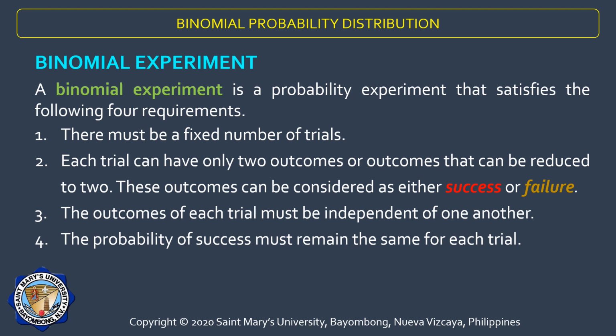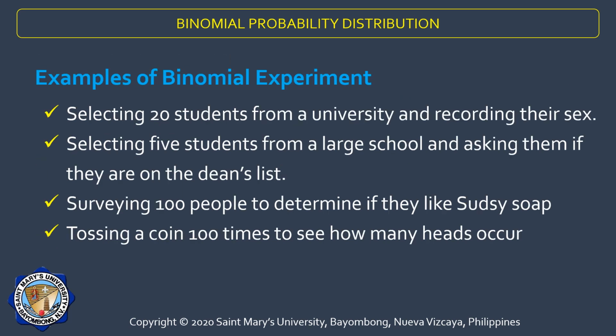Number three, the outcomes of each trial must be independent of one another. And number four, the probability of success must remain the same for each trial. Okay, so here are the examples of binomial experiment.